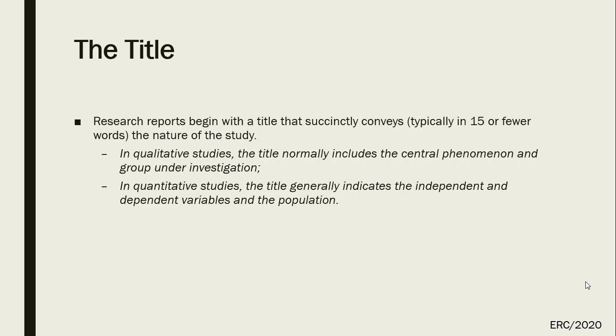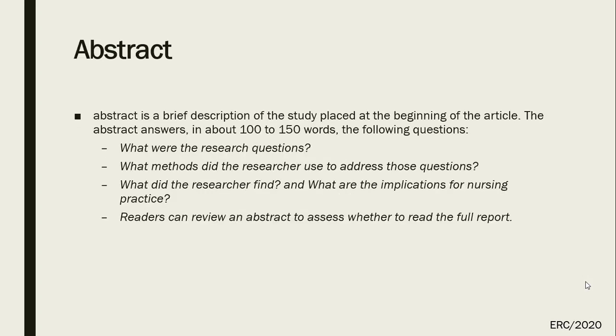In quantitative studies, the title generally indicates the independent and the dependent variables and of course the population. An example of a quantitative study is the correlation study on the mental preparedness of registered nurses to the quality of care to patients at the intensive care COVID unit. Next would be the abstract.